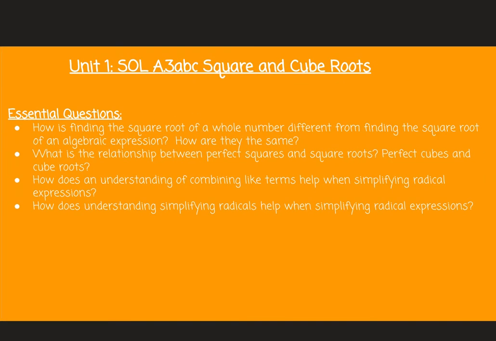Some essential questions, again, covering the entire unit. How is finding the square root of a whole number different from finding the square root of an algebraic expression, and how are they the same? This is going to focus primarily on part A. The relationship between perfect squares and perfect cubes is going to give us part of A and B. Understanding combining like terms, again, is going to be part of A. And then the last question is going to be a part of A, B, and C.